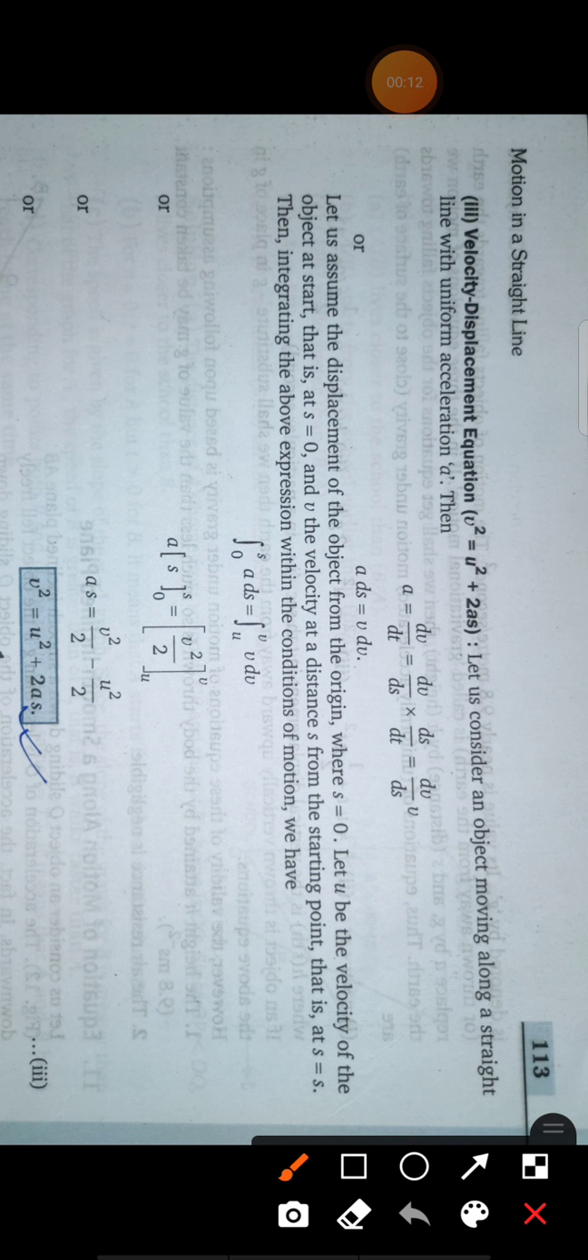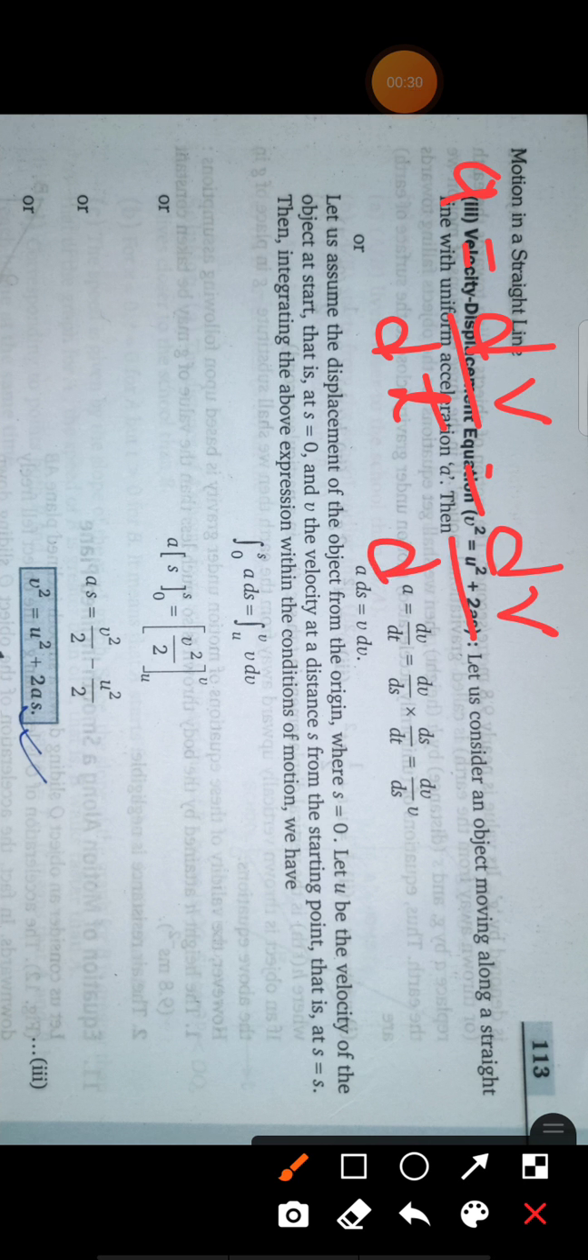Now as you know, acceleration is equal to change in velocity by time, or you can write small velocity dv by small time dt. Now can you write that dv by dt means dv by dt into 1? Obviously we can write this. Now in place of 1 we will write ds by ds, because ds will cancel. ds by ds means 1. Okay, so we can write this.